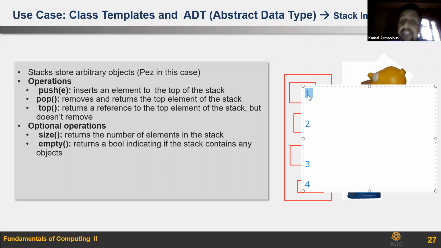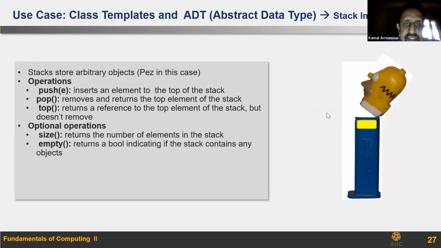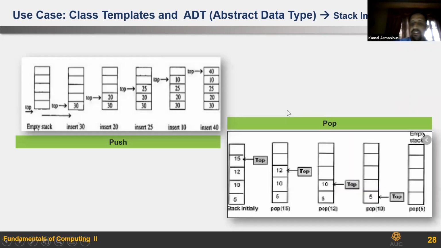The size of the stack returns what the size of the stack is. In this case, the stack has 4 elements. Empty returns whether the stack is empty or not. So let's see how the stack is implemented. This is basically an empty stack, and this is a top pointer. You can implement a stack via an array, or via a 1D dynamic array.